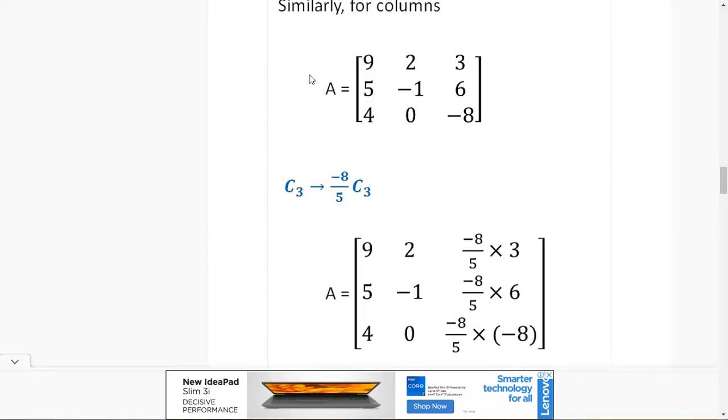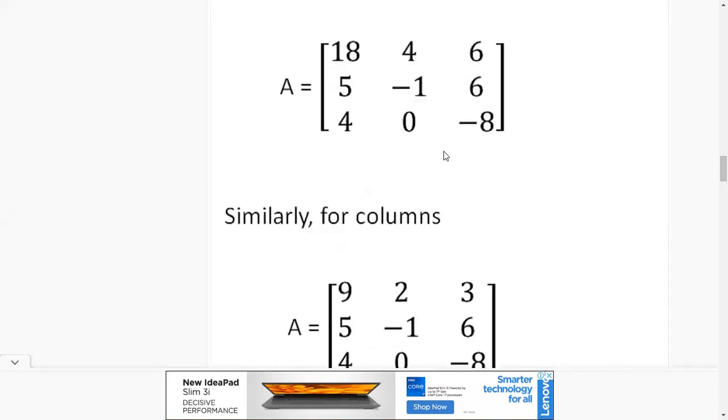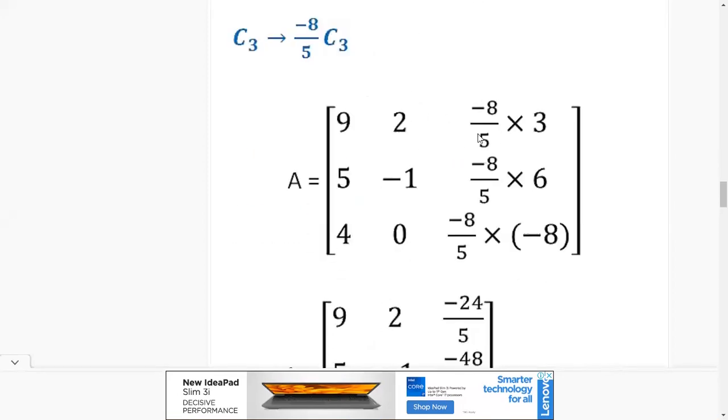Yes. Am I not audible? Yes, good Satvik. It is 3, 6 and minus 8. So if I multiply minus 8 by 5 with C3, what will I get?